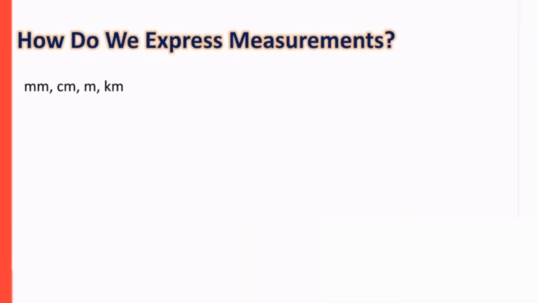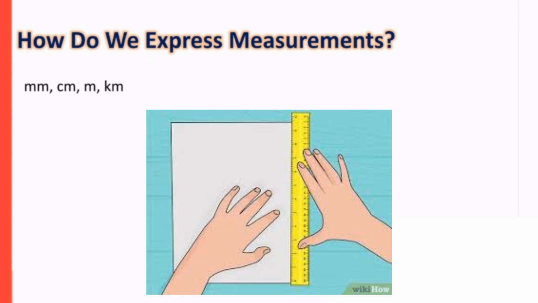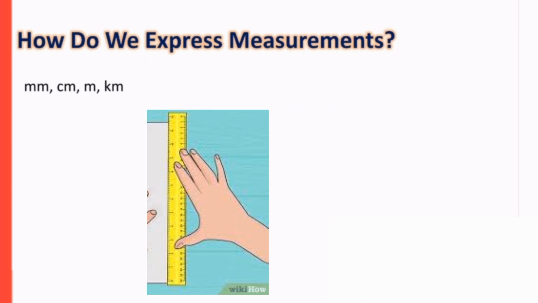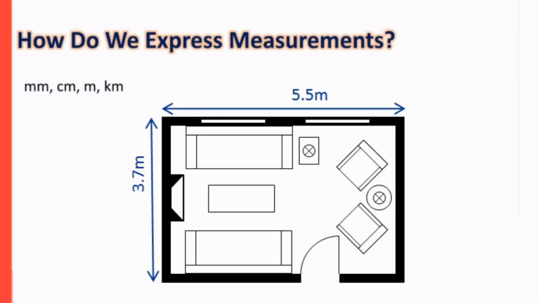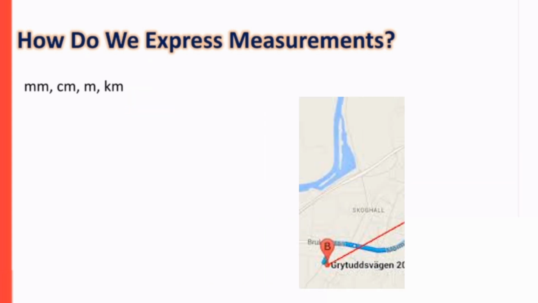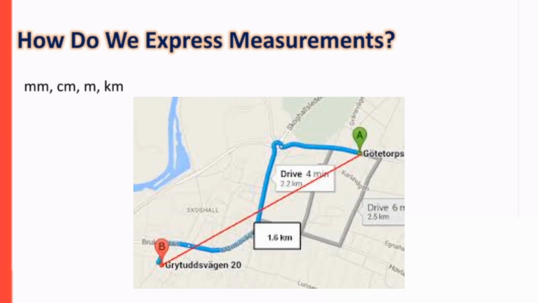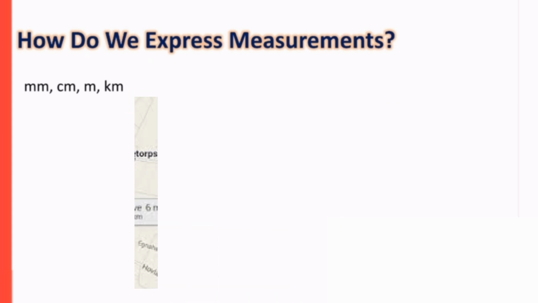Now, let's ask, how do we express measurements? In fact, we use units such as millimeters, centimeters, meters, or kilometers. The choice of unit depends on the length being measured. For example, we use centimeters to measure a piece of paper, meters for the dimensions of a house, and kilometers for the distance between two cities, and so on.